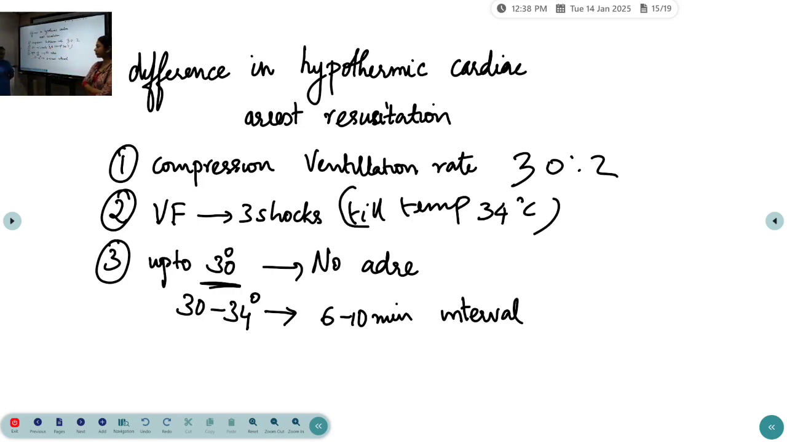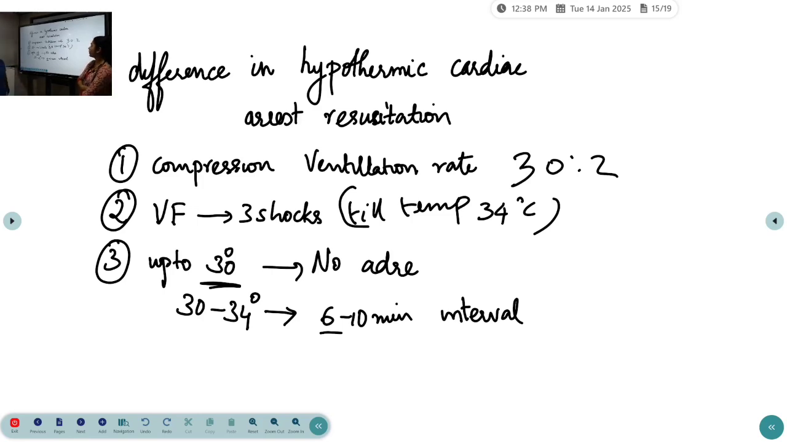You shouldn't give adrenaline. Once the temperature is above 30 degrees Celsius, from 30 to 34 degrees Celsius, you can give the normal dose of adrenaline, but the interval will change. Usually we give it every 4 minutes. Here it will become a 6 to 10 minute interval. So these are the changes in hypothermic cardiac arrest resuscitation.